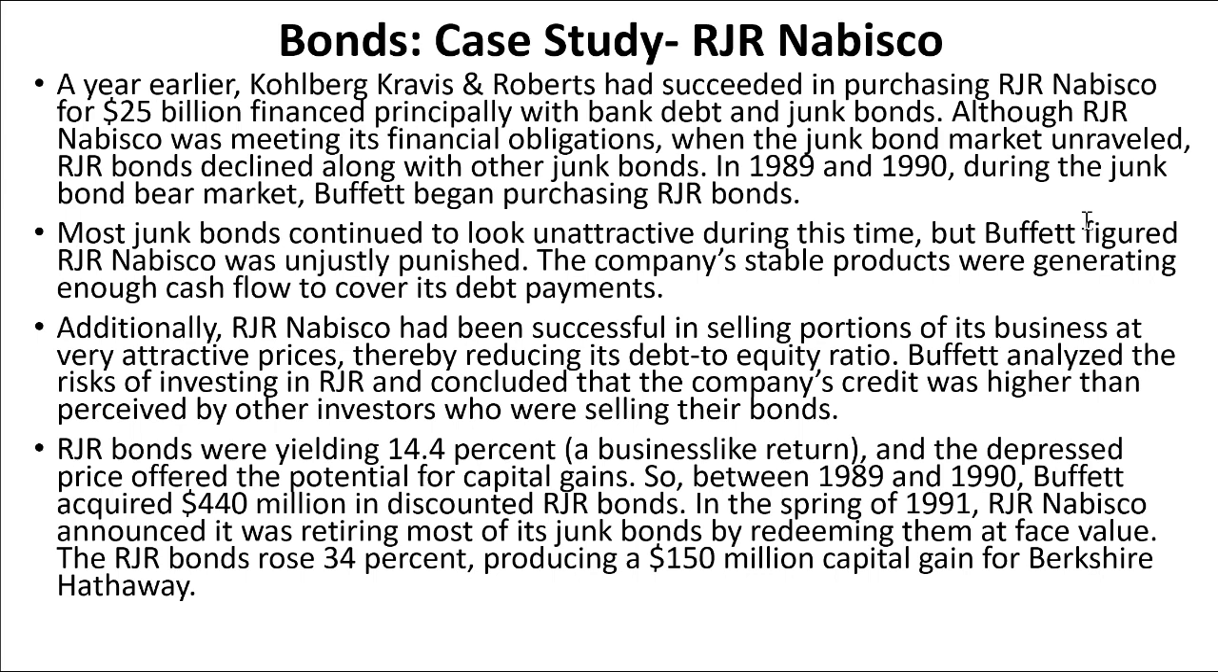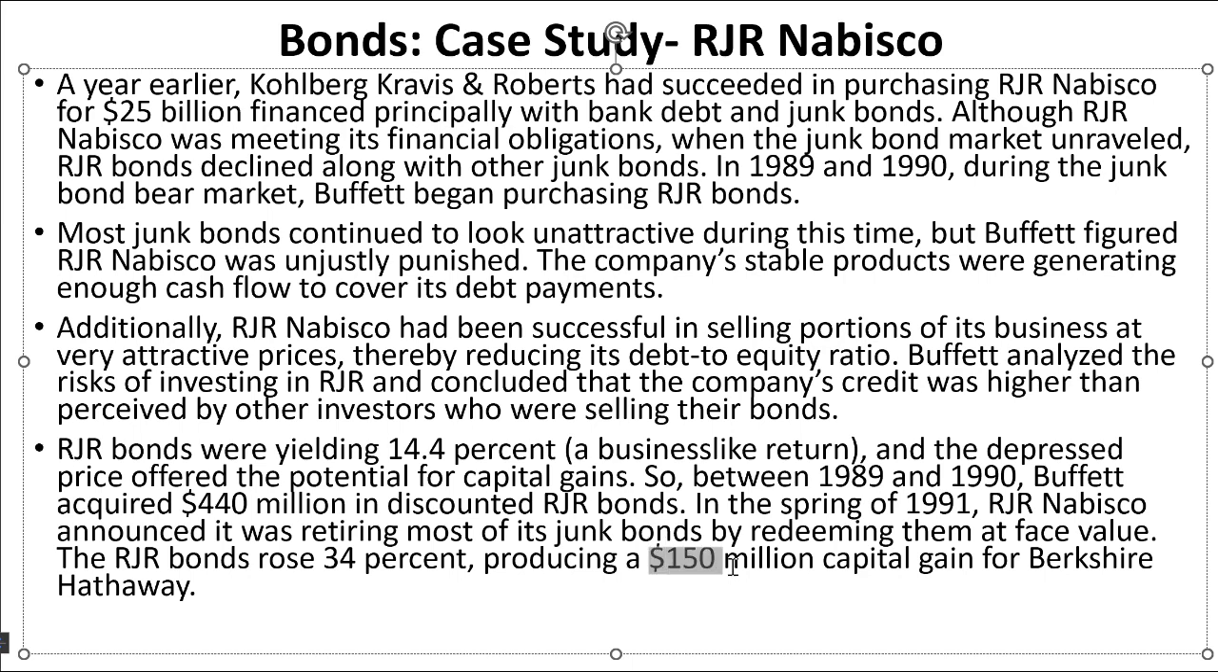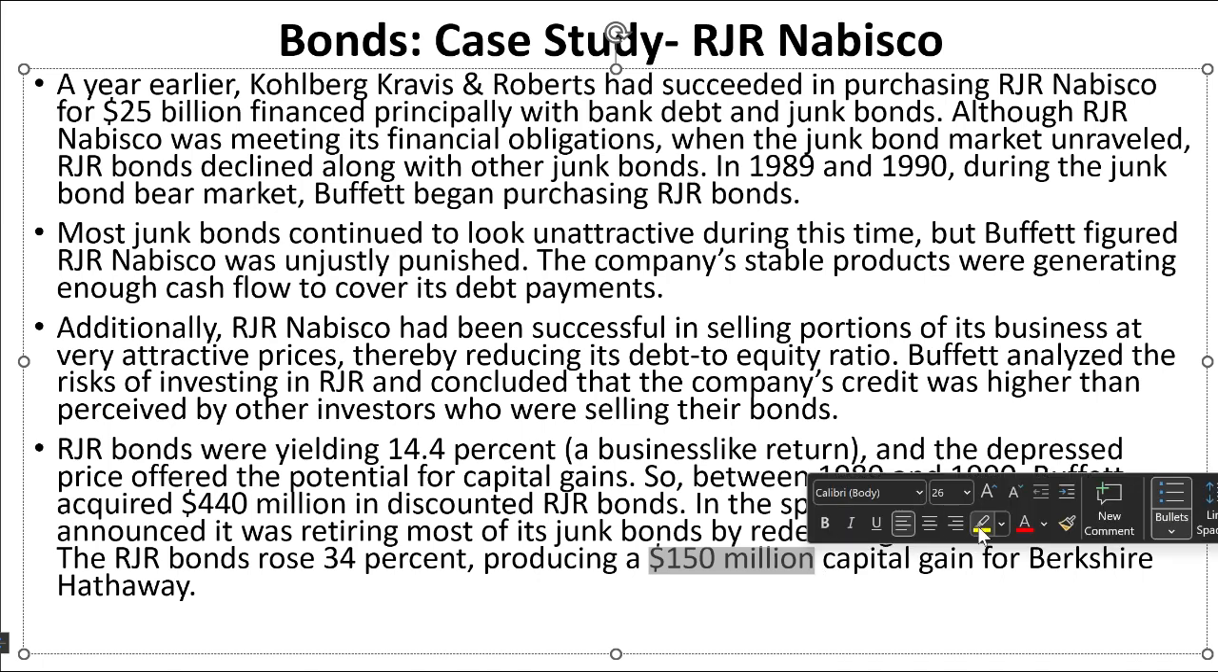RJR bonds were yielding 14.4 percent at a depressed price, offering the potential for capital gains. So between 1989 and 1990, Buffett acquired 440 million in discounted RJR bonds. In spring 1990, RJR Nabisco announced that it was retiring its junk bonds by redeeming them at face value, and RJR bonds rose 34 percent, producing a 150 million capital gain. So this is the potential of the so-called junk bonds.